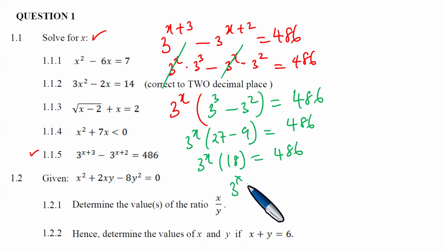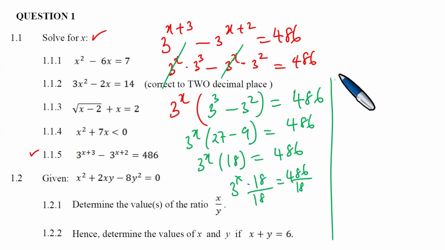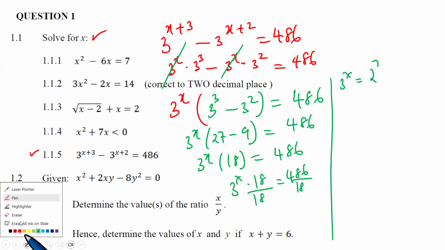So you have 3 to the power x times 18. You divide the left by 18, but also you have 486, you divide by 18. Which means that you have 3 to the power x equals, what is 486 divided by 18? It is exactly 27. Well done. Just write 27 there.